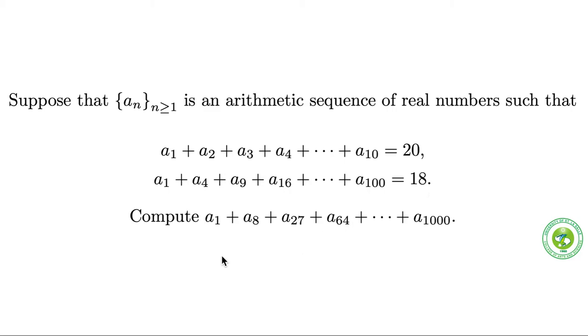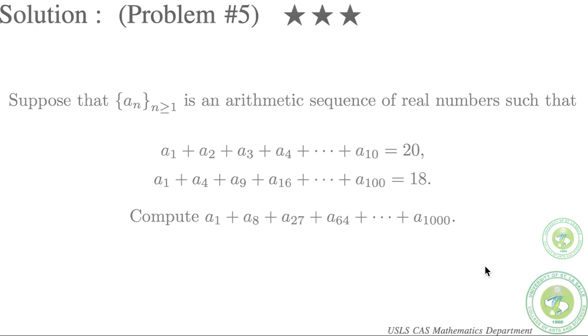We need to compute a sub 1 plus a sub 8 plus a sub 27 plus a sub 64 plus until a sub 1000. So we need to get the exact value of this sum, given that the values 20 and 18 are given. So what's the value here? What is it equal to? This is a 3-star problem again, so we'll have our solution as follows.